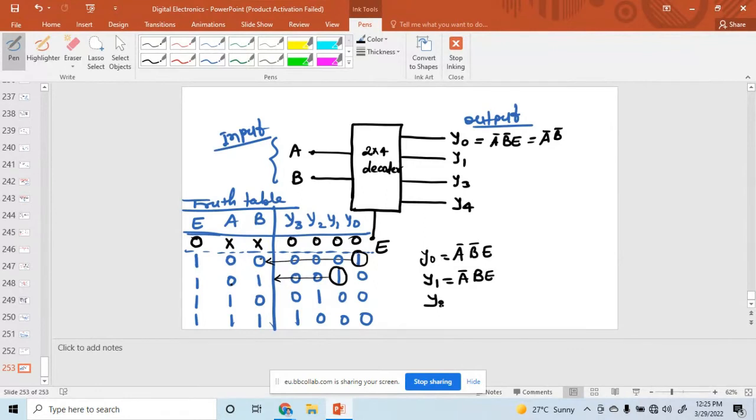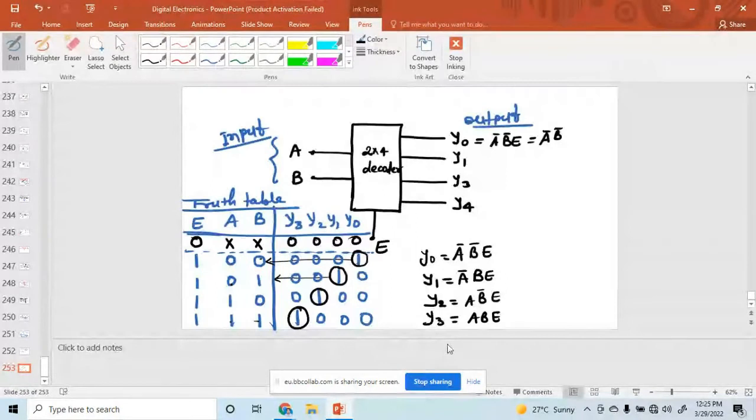Similarly, when you find y2, what is the value of y2? Where is the one? This one. That means a, b bar, e. And if you want to find y3, where is the one? Both are 1. So a, b, and e.